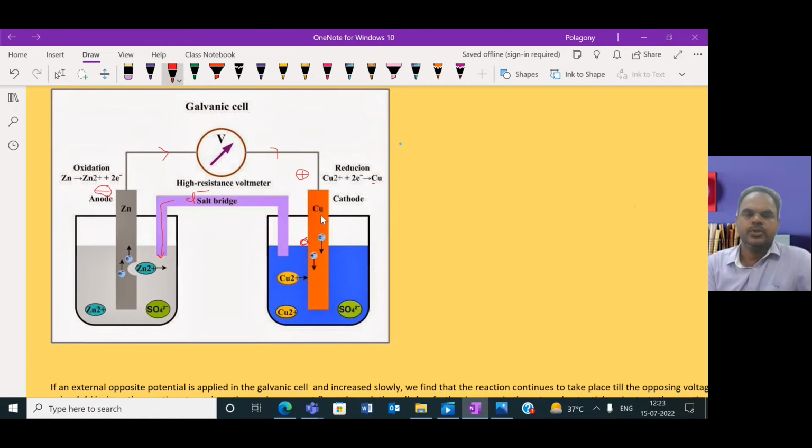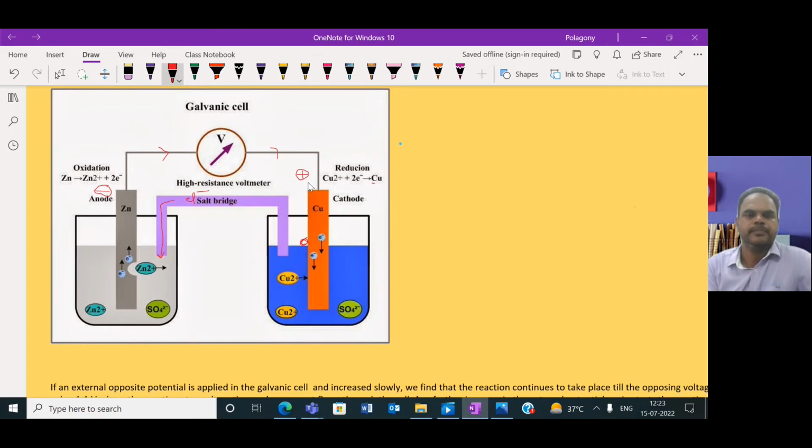Since the cathode loses the electrons, the cathode gains the positive charge. In a typical galvanic cell, the anode carries the negative charge and the cathode carries the positive charge.